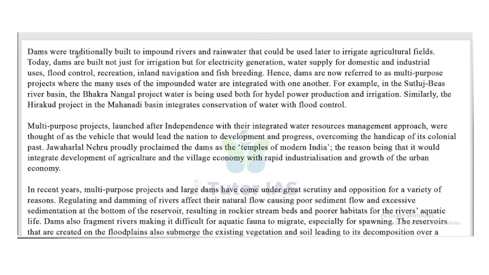Dams were traditionally built to impound rivers and rainwater that could be used later to irrigate agricultural fields. Today, dams are built not just for irrigation, but for electricity generation, water supply for domestic and industrial users, flood control, recreation, inland navigation, and fish breeding.